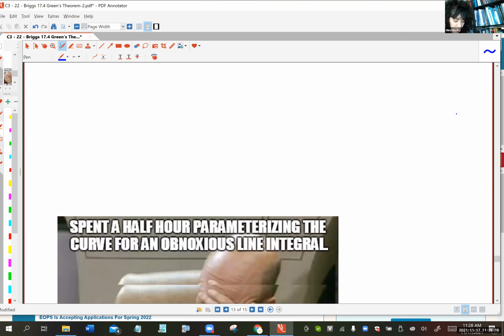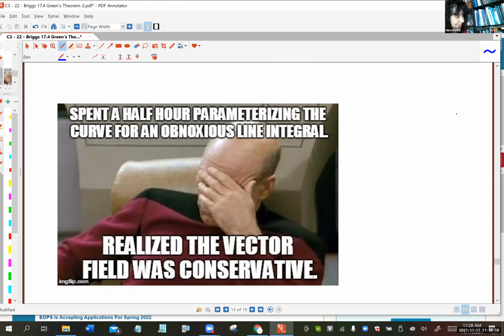So now I mean, and then we'll do the big summary of line integrals, okay? Got Captain Picard here. Spent a half hour parameterizing the curve for an obnoxious line integral. Realized the vector field was conservative, so he could have used the fundamental theorem of line integrals and not have done any parameterizing. I love that meme.